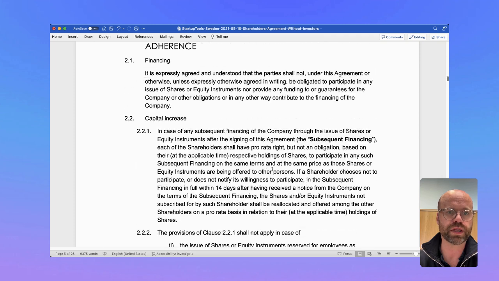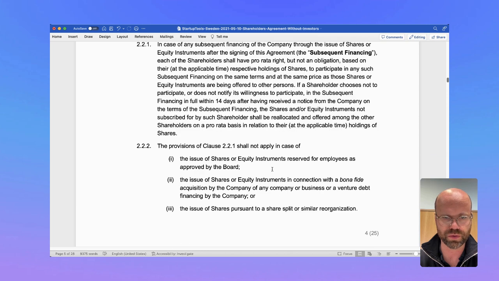There's also a clause here saying that you are not forced to put extra money into this company unless you want to. That's 2.1 here. So that's a thing that the shareholders agree on here as well.